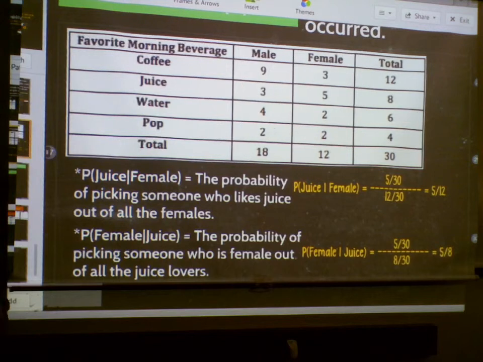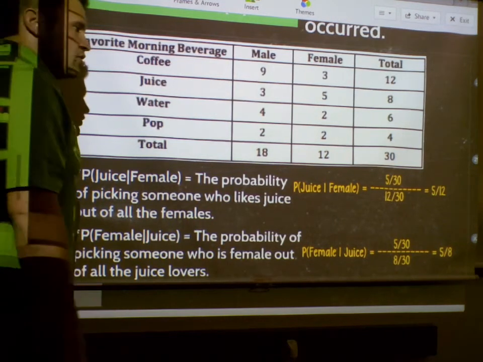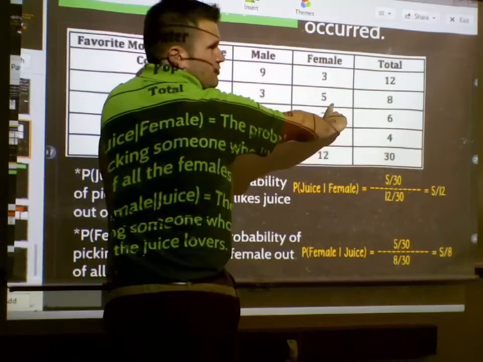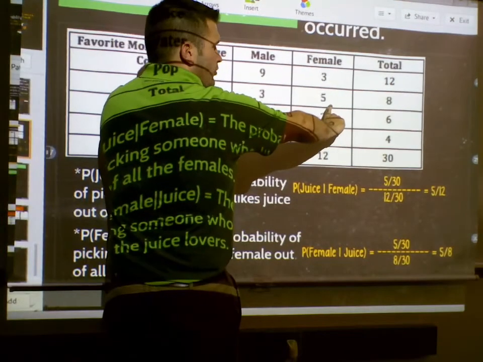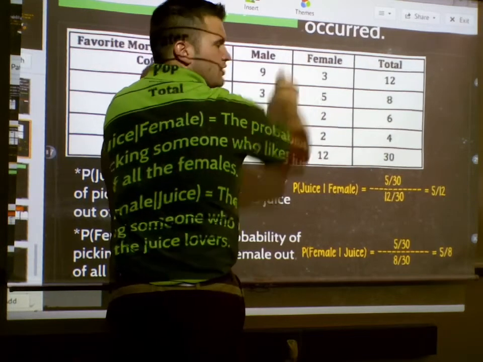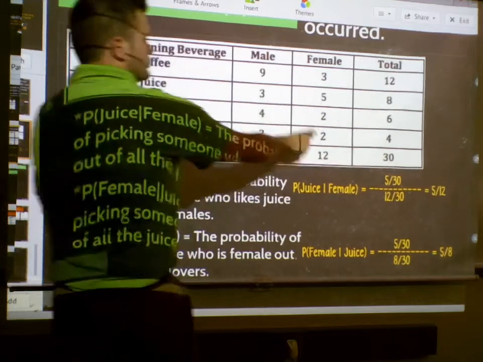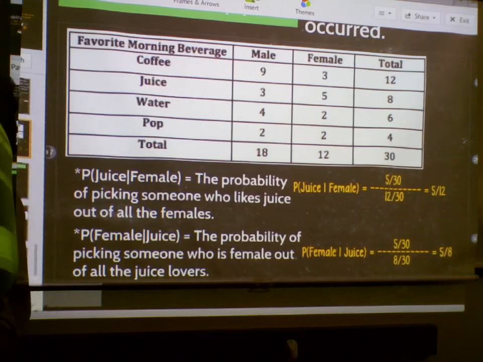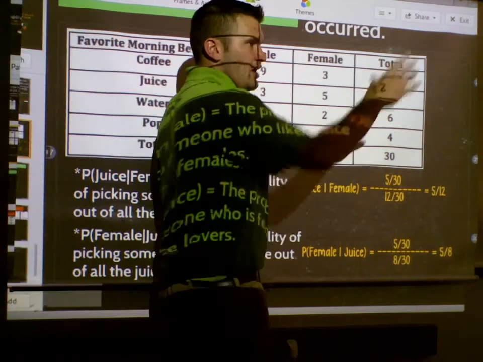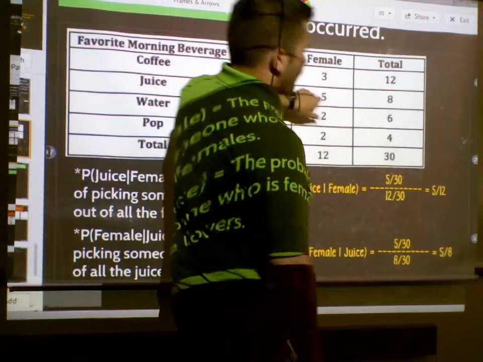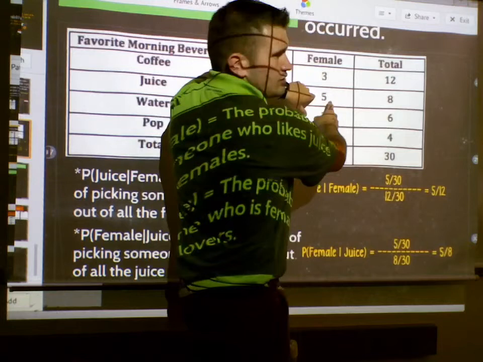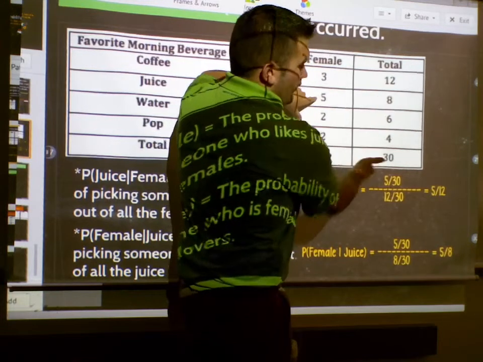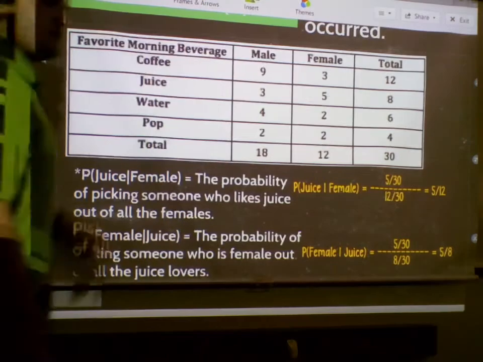What I'm not getting is how come you didn't choose the 8 or 12? Because 8 contains males and females. If I'm looking just at the female population, there's 12 total females. How many like juice? Just 5. And 30 is everybody, males and females. Now, if I use the equation, the and divided by just females, then I use 5 out of 30, my probability of juice and female, divided by just female, 12 out of 30. Either way works. Same answer.